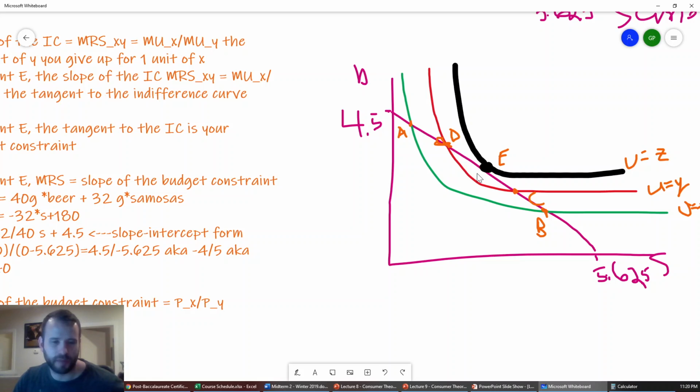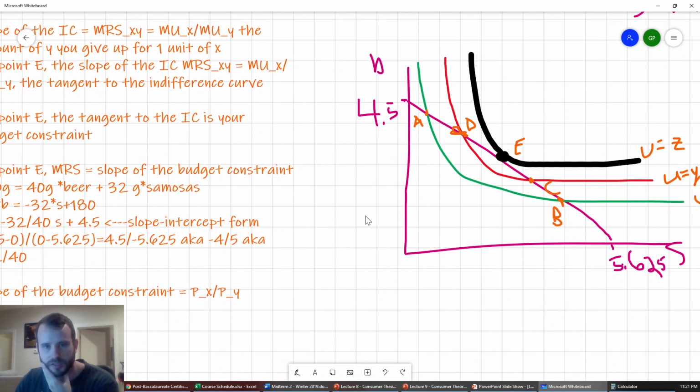Okay? And we can say at point E, or at any point on the indifference curve, if you were to draw a tangent line, the slope of the tangent line will give you your marginal rate of substitution, the amount of samosas that you need to give up for one beer, or vice versa. So in this case, it'll be the amount of beers that you need to give up for one samosa. Okay, the marginal rate of substitution, alternatively, can be quoted as the marginal utility of beers divided by your marginal utility of samosas.